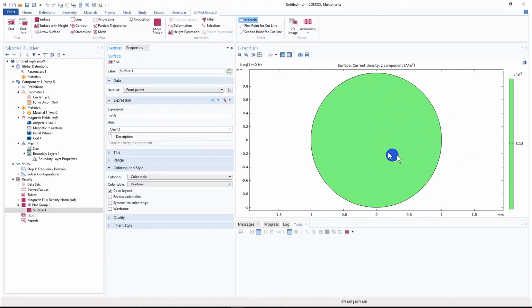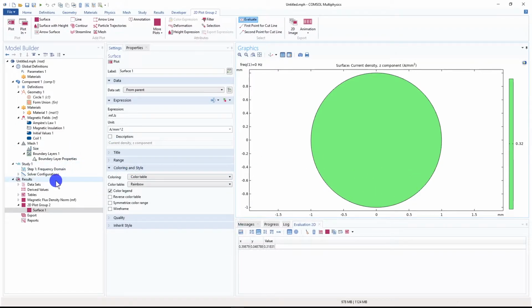So as we can see, the current distribution is uniform, everywhere is the same. And if I click on somewhere on this, we can see that current is 3.18. Maybe I can change this one to ampere per square millimeter instead of square meter. So we can see that current density is 0.3183 ampere per square millimeter. Okay, so this is understandable.